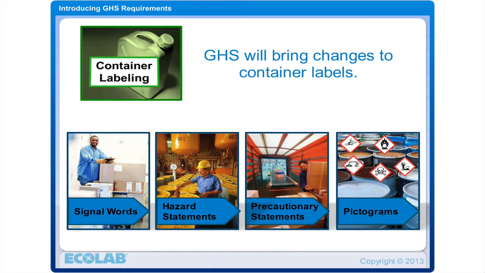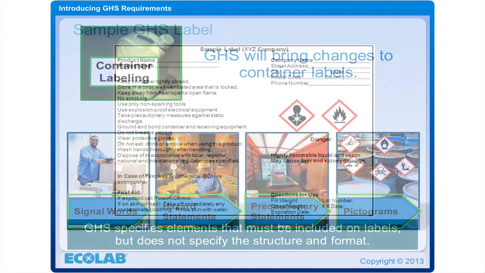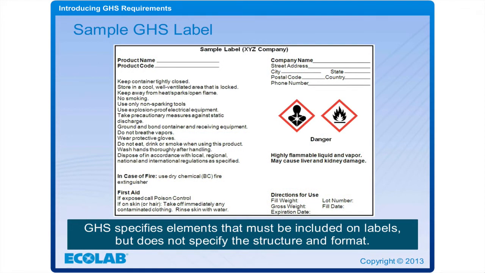GHS will bring about changes to container labels. It's important to become familiar with the signal words, hazard statements, precautionary statements, and pictogram that will be used. In order to see how all these elements play together on the labels, here we have an example of a GHS label. It is important to point out that GHS specifies the elements that must be included on product labels, but does not set requirements for format or structure. Ecolab and other manufacturers are free to determine these. The label we will discuss in this training is generic.